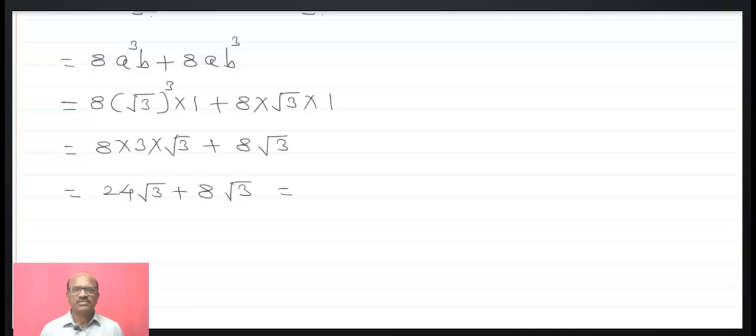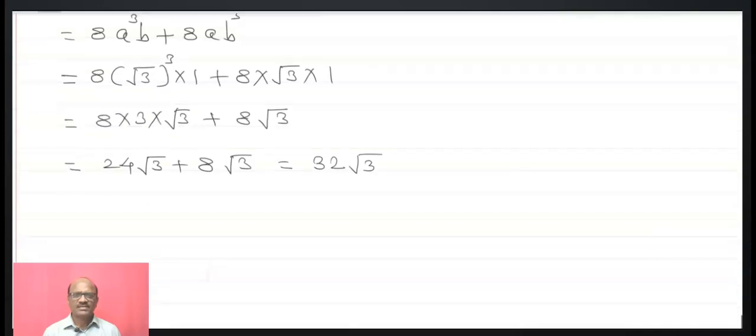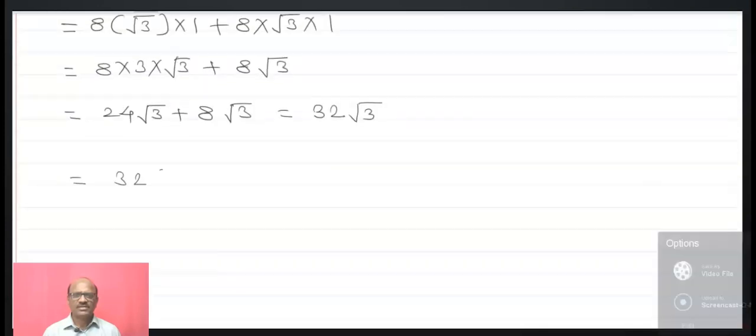And now we'll calculate the values. Now root 3 means what? Root 3 into root 3 into root 3. Root 3 into root 3 is 3, so 3 root 3. 8 times root 3. Now what is it? 8 into 3 is 24. 24 root 3 plus 8 root 3 is equal to 32 root 3. See this here. The answer is 32 root 3.